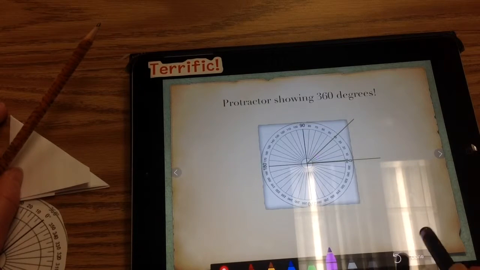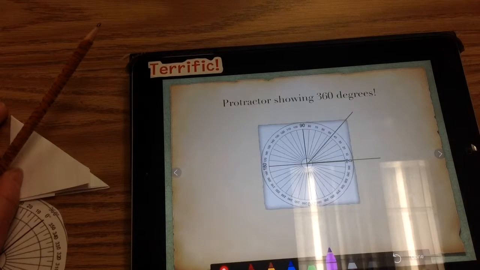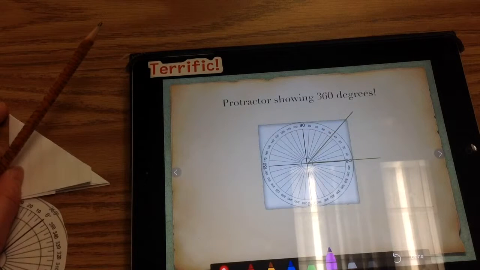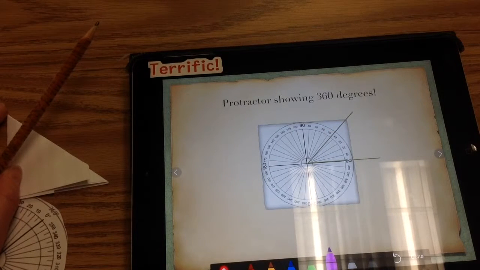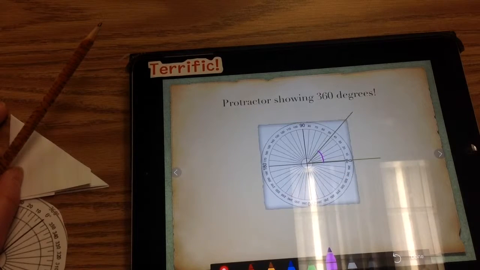All right, and let's just try one more. This one is falling between the 40 and the 50. So what kind of an angle do you think that would be? Well, it would be a 45-degree angle, you're right. And it would be acute, correct.